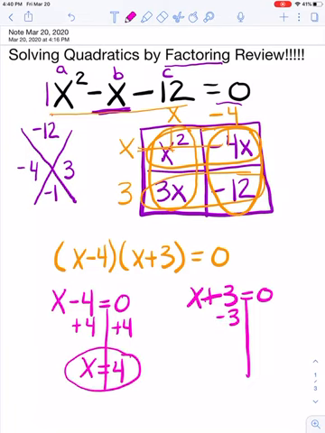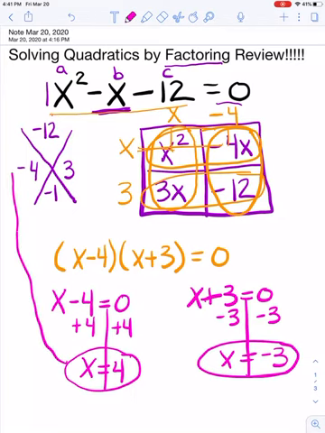And my other solution would be x is equal to negative 3. So those are the two solutions to my quadratic. So again, if I wanted to check my answers, what I could do is take x equal to 4 and plug that into x in every place in this equation. And when I do that, I should get 0. Same thing if I were to plug in negative 3.